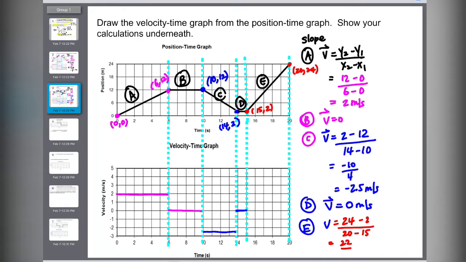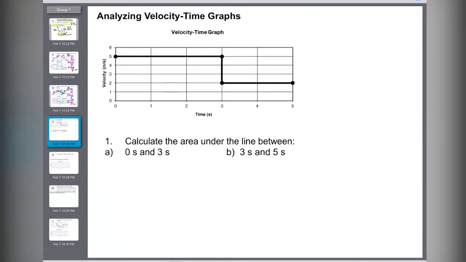So 24 minus 2 is 22, divided by 20 minus 15, which is 5. So 22 divided by 5, I got something like a 4.4 meters per second. So between 15 to 20 seconds, it is 4.4. I'm going to draw a horizontal line like that. Okay, not too bad. Position time graph to velocity time graph, I find the slope.